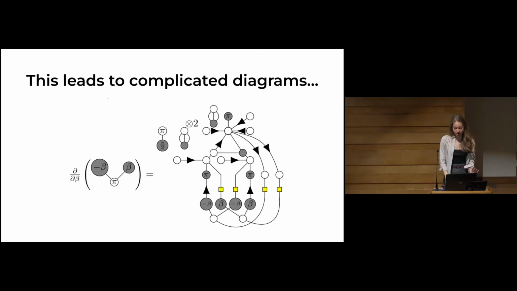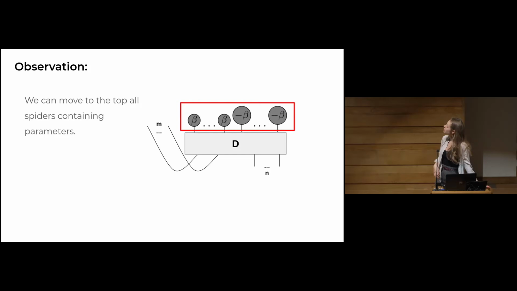We were inspired by the observation that for the linear diagrams that we use, we can move all our spiders that contain the parameter to the top and then permute them in a way that you have only betas at the beginning and minus betas at the end. And then the diagram D here typically doesn't depend on beta. So now if you are able to have a derivative of the stuff which is surrounded by a frame, you can just plug the output into the entry of D and you are done.